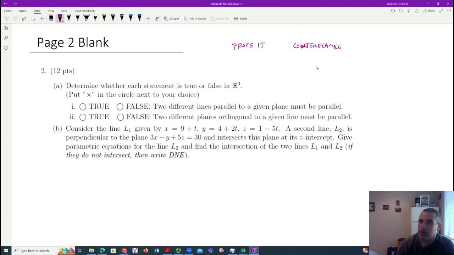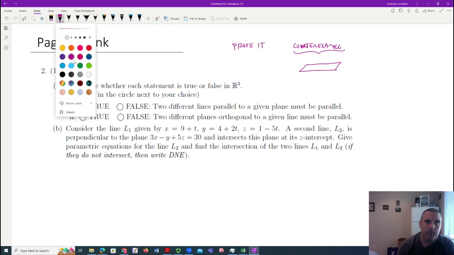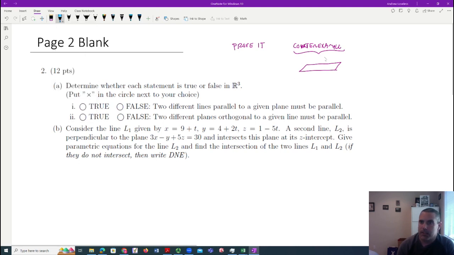You should generally try to draw a picture where it's false. I find people tend to try to draw a picture where it's true. But try to draw a picture where it's false. That's the counterexample idea. So we need to draw two different lines that are parallel to a given plane. And so this would have been the picture. I always draw the same plane. I would have had a line parallel to the plane. That means that it doesn't ever get closer.